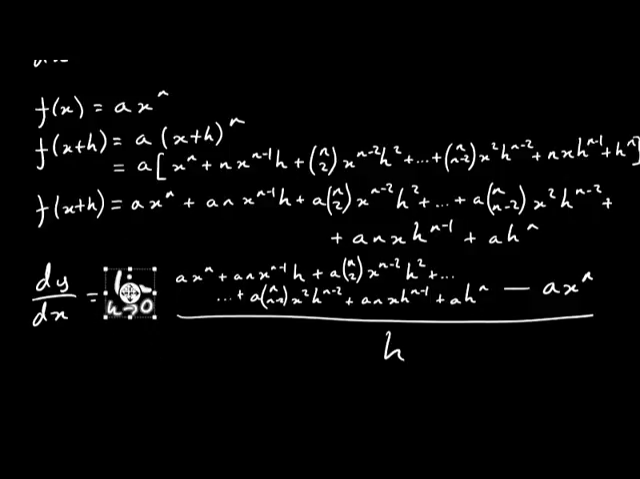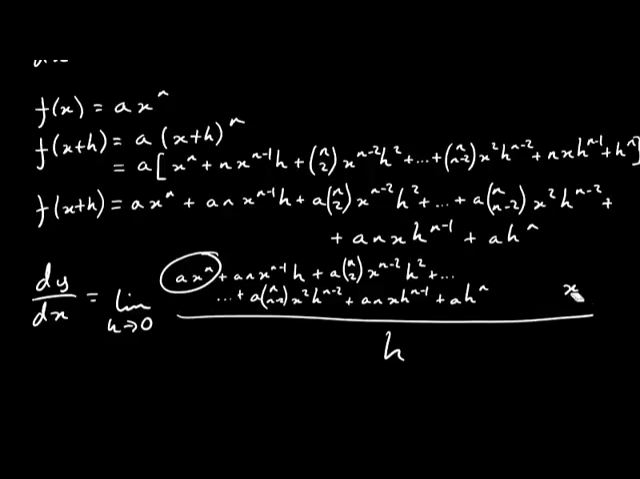Okay. Well, what can I cancel off straight away? Well, I've got an ax^n there, and I'm going to take away an ax^n. So you're happy that I can just cancel and then cancel. And then look, whenever I see an h, I can just cancel an h off there. So let me do a cancellation. There's an h there, so I cancel one off there. I can cancel one h off there.